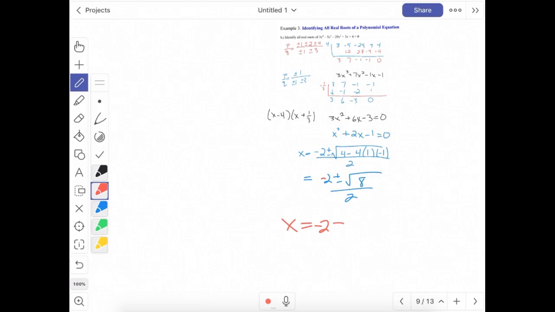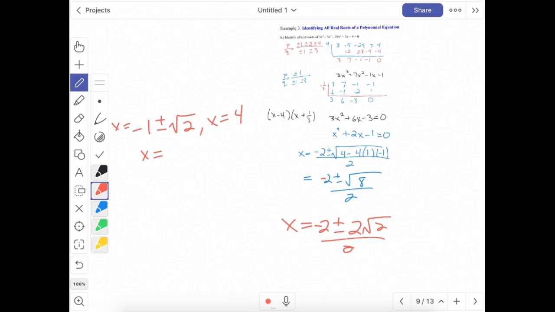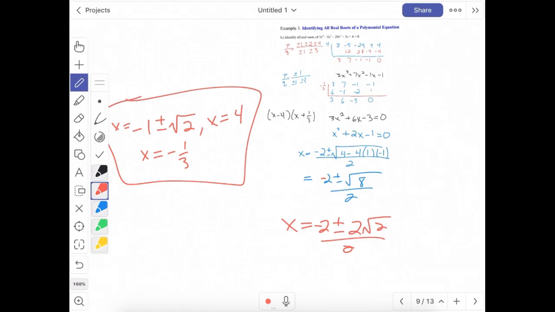I forgot a negative that last time. Plus or minus 2 root 2 all over 2. So this would be our irrational roots: negative 1 plus or minus root 2. So that's 2 answers right there. And then we still have x equals 4, and we'd have x equals negative 1/3. Okay, that's as hard as it gets.